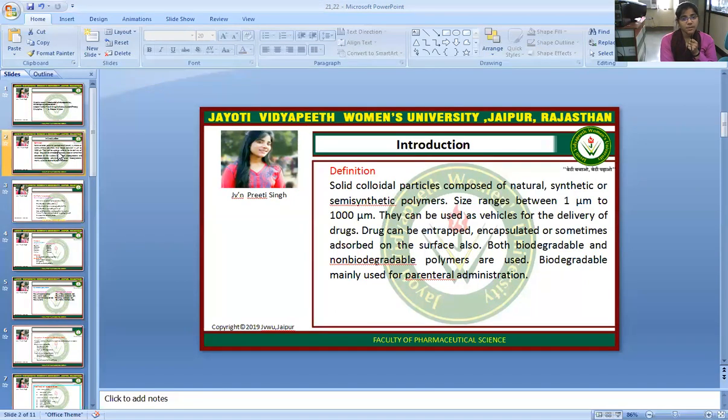A solid colloidal particle composed of natural, synthetic, or semi-synthetic polymers. Size ranges between 1 micrometer to 1000 micrometers. They can be used as a vehicle for the delivery of drugs. Drugs can be entrapped, encapsulated, or sometimes adsorbed on the surface. Also, both biodegradable and non-biodegradable polymers are used. Biodegradable ones are mainly used for parenteral administration.